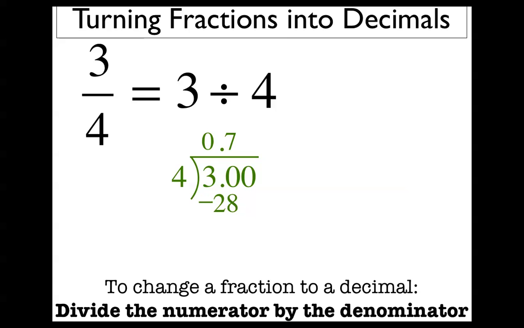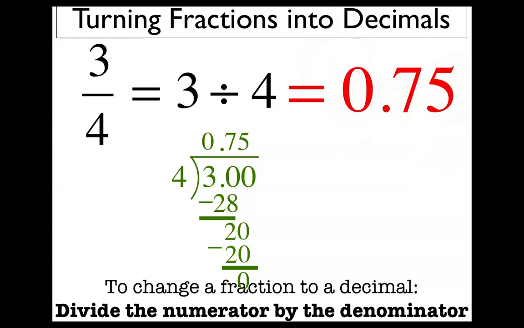What do we do next? Oh, we subtract, and then 30 minus 28 is 2, and then we drop the 0, and then we go, okay, does 4 go into 20? Oh yeah, 4 does go into 20 5 times. 5 times 4 is 20. We subtract, and again, okay, we got a 0, so we're done. How do we know what our answer is? Well, once we're done, we see our answer up there, and our answer is 0.75.